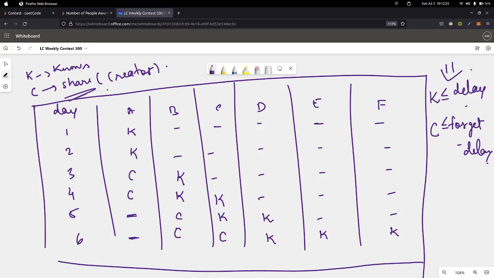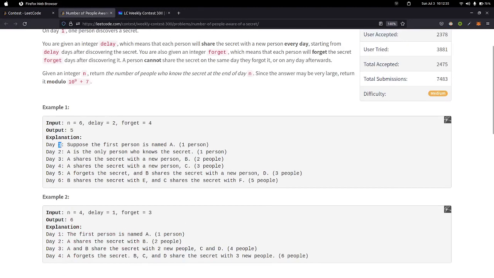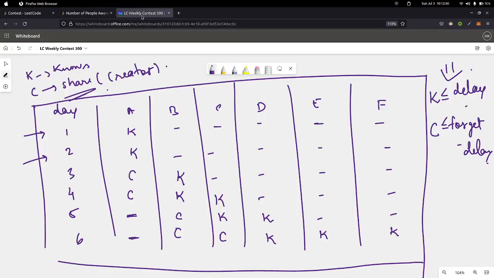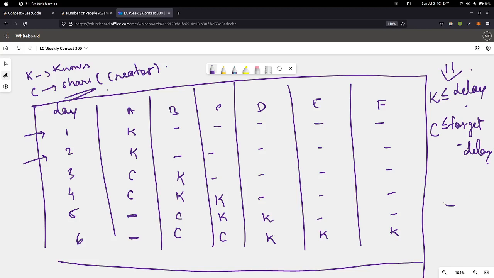And the days from which the knowing period starts and ends can be easily found using the given details. For example, day 1 is the first time person A is getting to know about the secret. So from day 1 till delay, closed interval 1 and open interval delay is the time frame during which person A gets to know about the message, right?